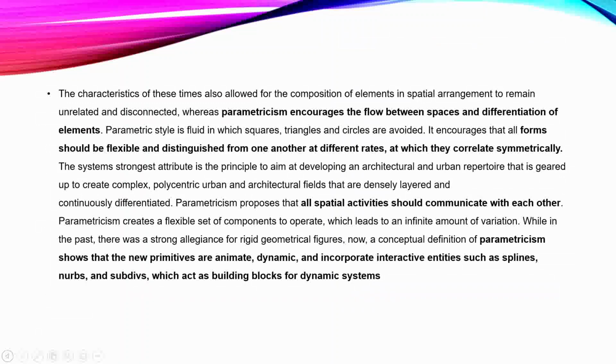The characteristic of this time also allowed for the composition of elements in spatial arrangements to remain unrelated and disconnected, whereas parametricism encourages the flow between spaces and differentiation of elements. Parametric style is fluid, in which squares, triangles, and circles are avoided. It encourages that all forms should be flexible and distinguished from one another at different rates at which they correlate symmetrically. Parametricism proposed that all spatial activities should communicate with each other.